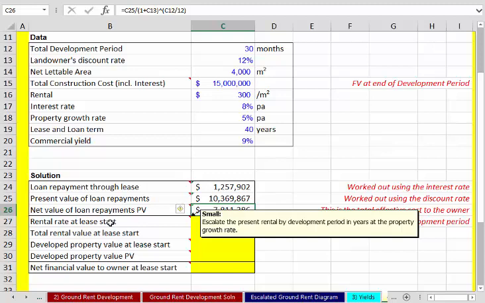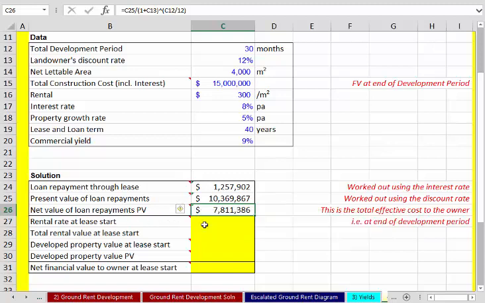What we want to do is take the rental rate, $300 per square metre, and escalate it so that we get its value in 30 months' time. And that's a future value. And again, I'm going to do this longhand, but also you can use the FV function in Excel. Most welcome to do that if you want. I'm going to multiply $300 by 1 plus i to the n, 1 plus. Now here, the escalation is going to be escalated at the property growth rate.